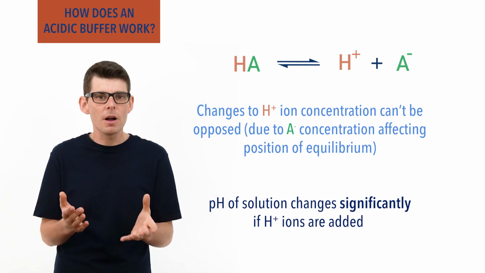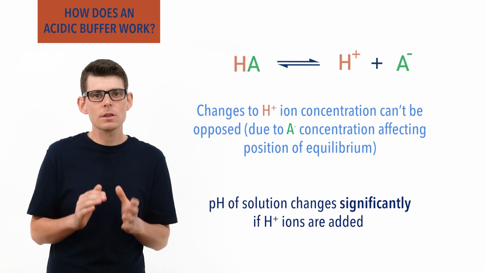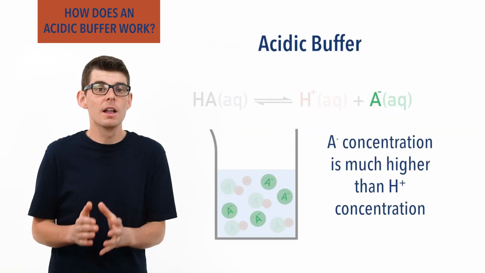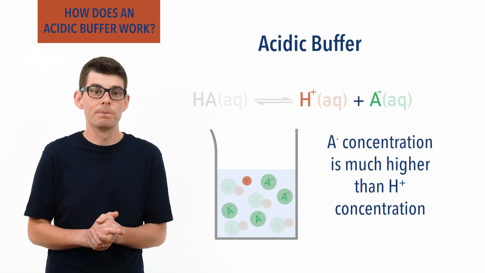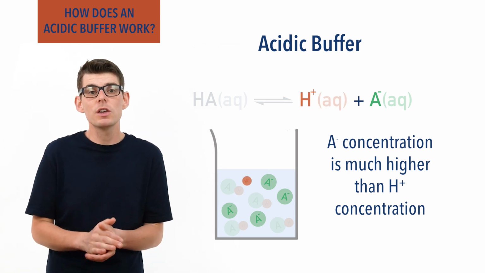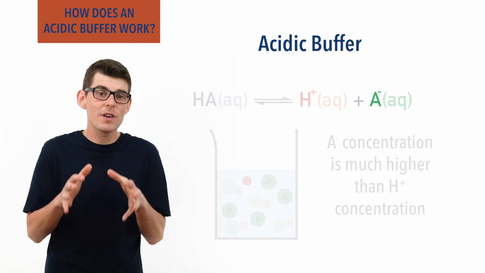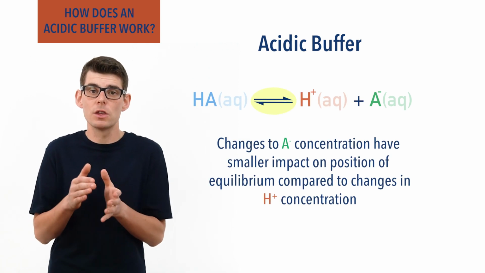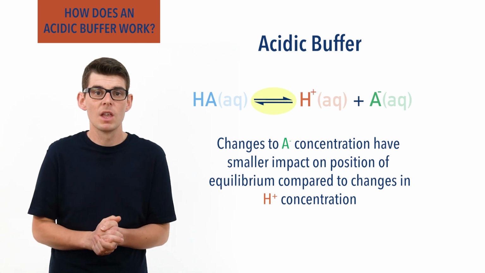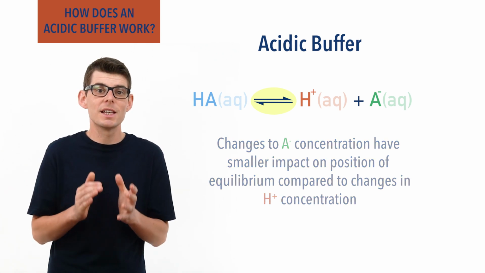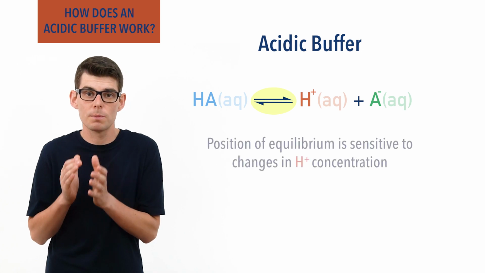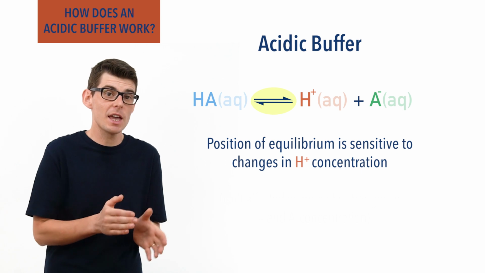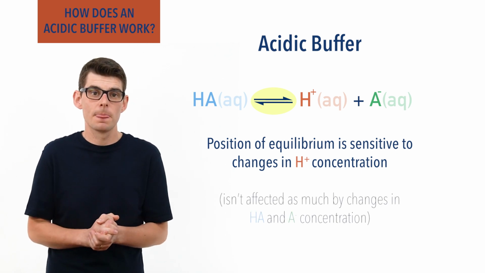In an acidic buffer solution, however, the A- concentration in the equilibrium mixture is much, much higher than the H+ ion concentration, and as a result, changes to A- concentration have a much smaller impact on the position of equilibrium than changes to H+ ion concentration. The position of equilibrium is sensitive to changes in concentration of H+ ions and isn't really affected very much by changes in HA and A- concentration.